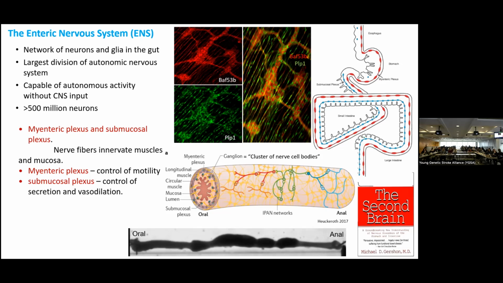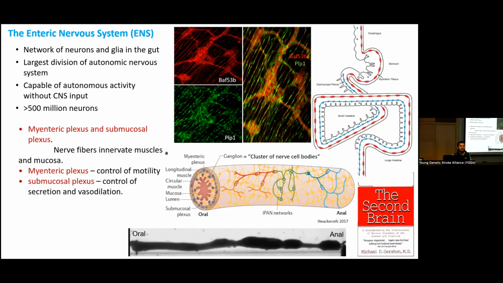The human body has a second brain called the enteric nervous system that controls the movement of food throughout the digestive tract. And this enteric nervous system lies entirely in the wall of the gut, beginning in the esophagus.